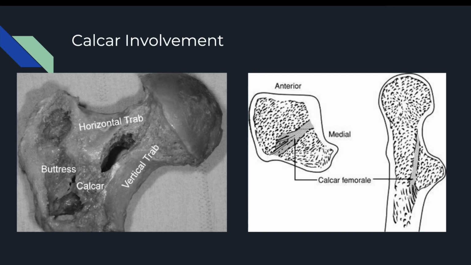And so the calcar involvement. The calcar, as you can see here on the left, is a vertical wall density in the posterior medial aspect of the proximal femur. Involvement of the calcar with these fracture types can lead to various positioning and shortening of the collapsed fragment. We can also see it here on the right image, where it goes in that posterior medial region. If we have a fracture that involves this calcar, we would also consider that unstable.